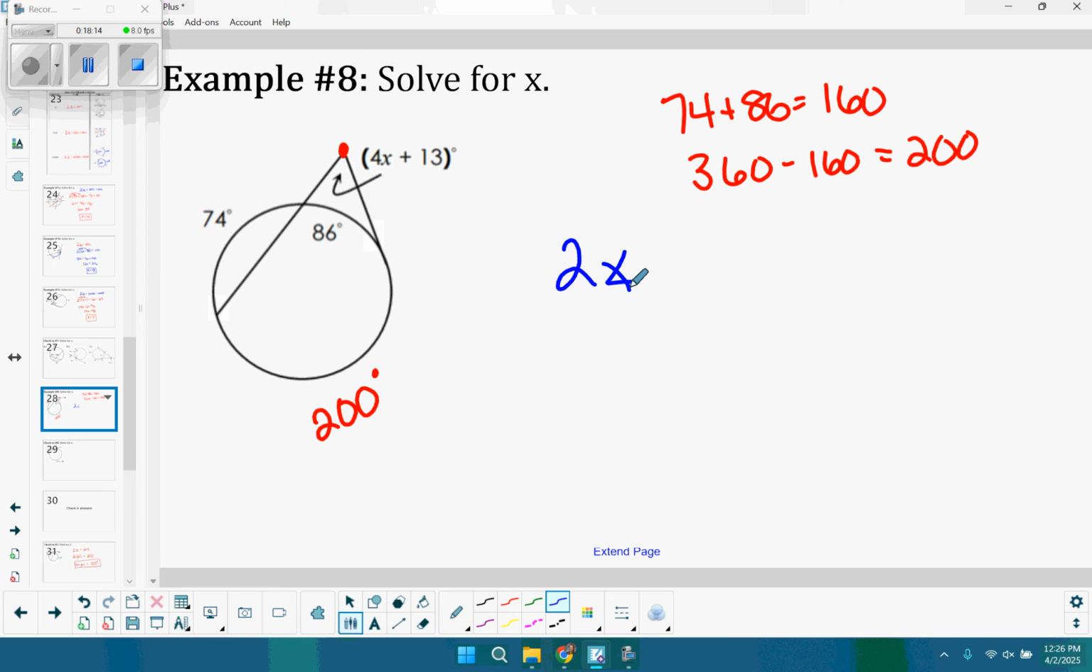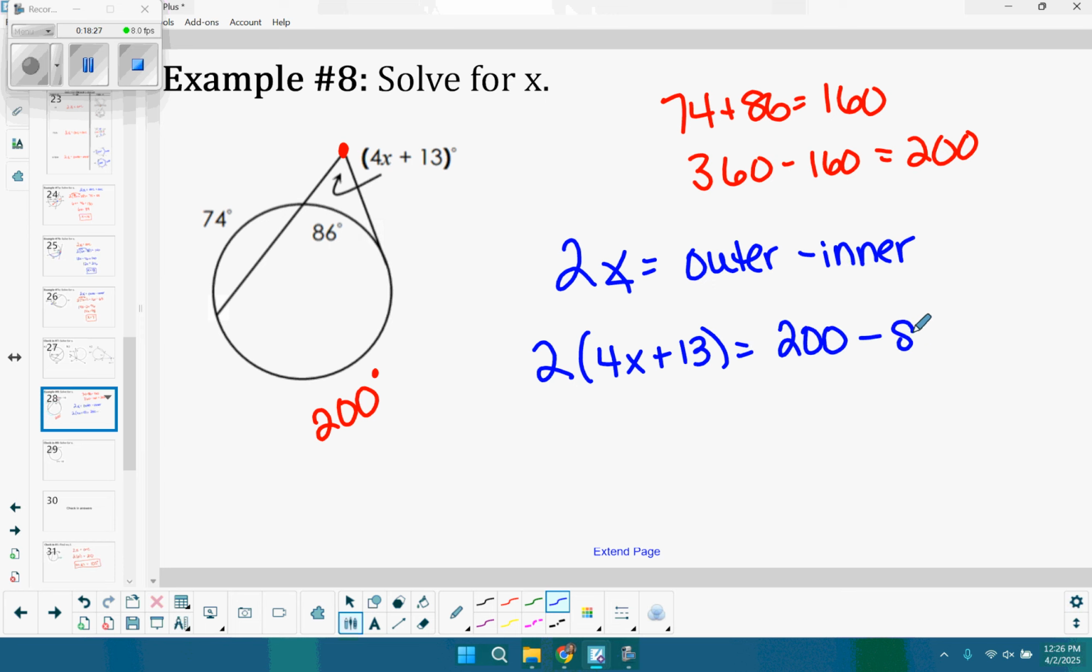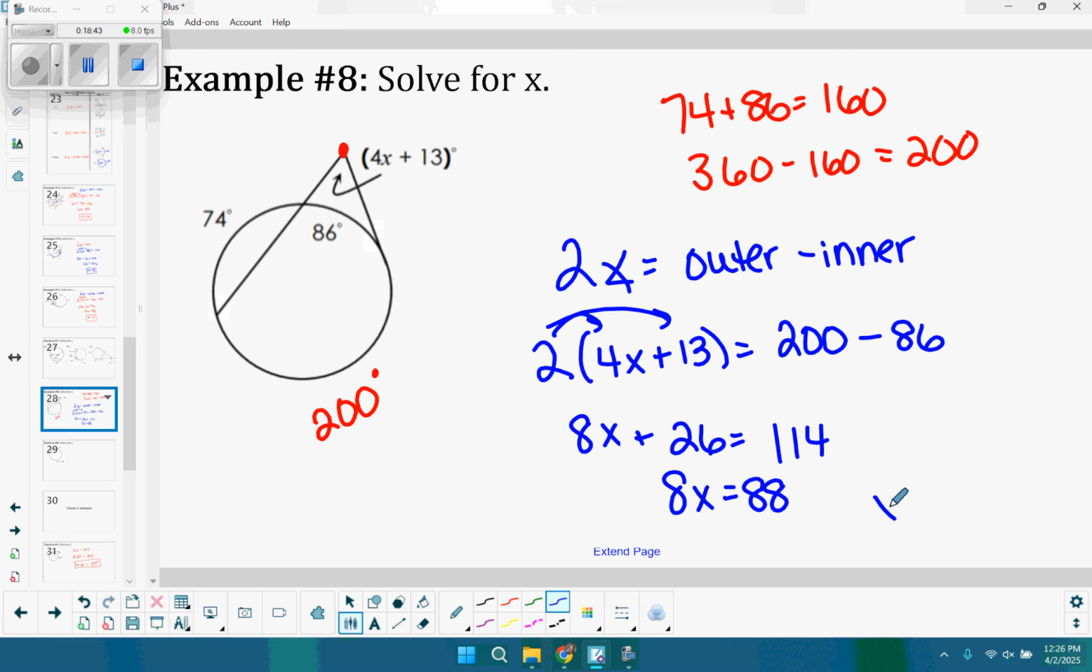If I do 2 times angle equals outer minus inner, that's going to be 2 times the 4x plus 13 is equal to the 200 minus the 86. So we're going to get 8x plus 26 is equal to 114. We'll take away the 26 from both sides. So 8x equals 88. And divide by 8. So x is 11.